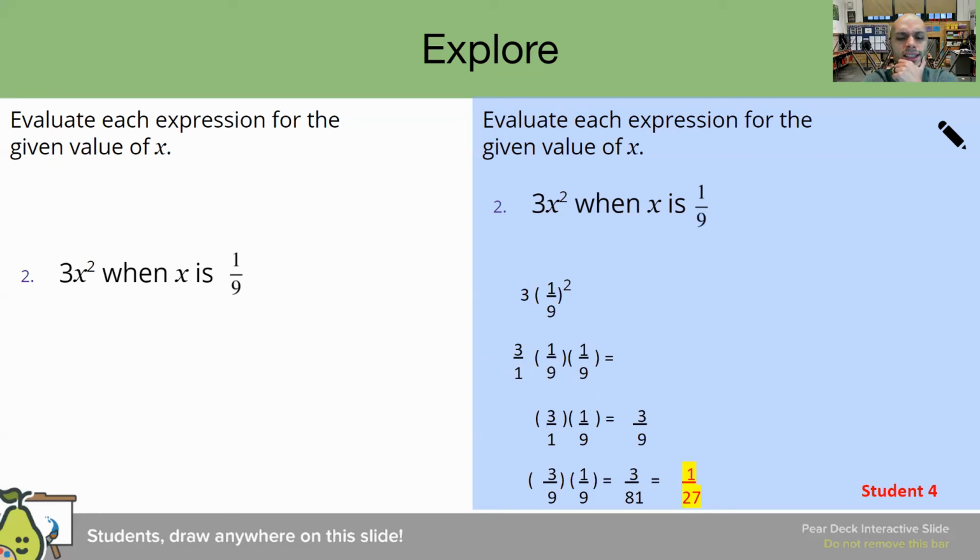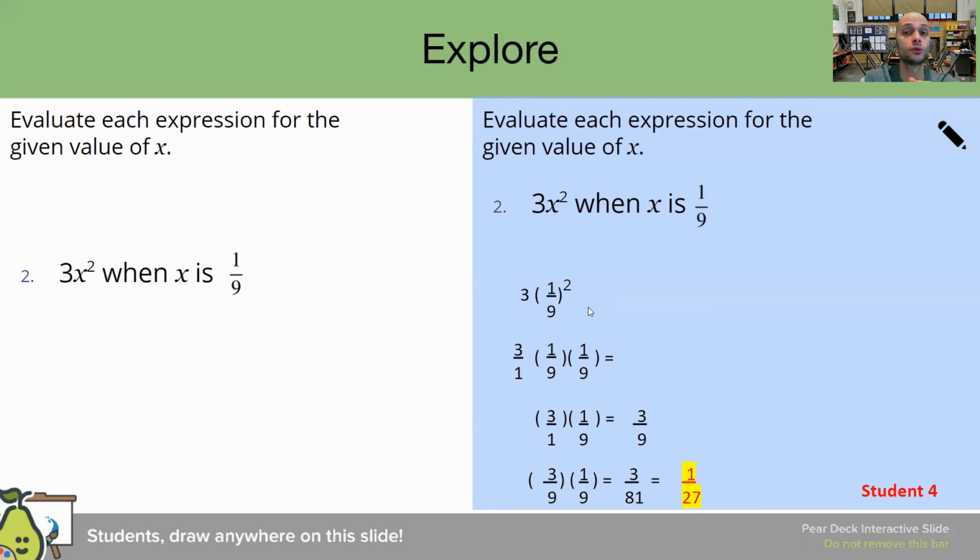So let's see, were you able to find a mistake in this student's work? If not, that's okay, because this student actually doesn't have any mistakes. This is the correct process of solving the problem. Let's take a look at it a little bit more closely. They took the x and they replaced it with 1/9. They noticed that there's an exponent of 2. So they did 1/9 times 1/9.